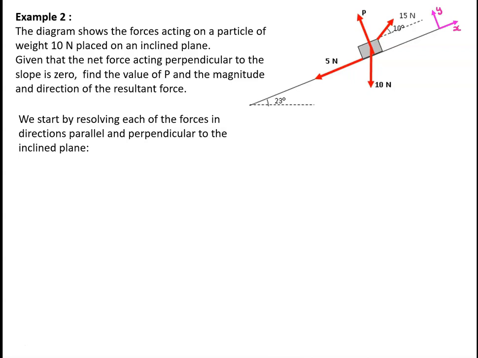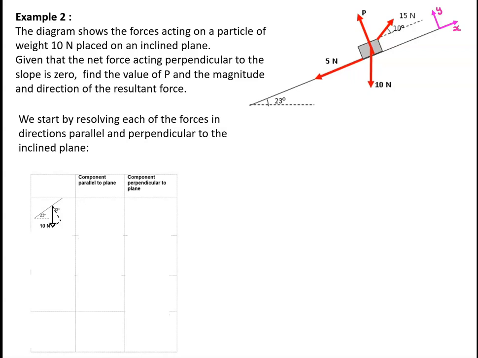So we're going to take our x direction as being up the plane and our y direction as being out of the plane. So first of all, if we look at the weight, then we can see from our little triangle that we've drawn there that the angle between the weight of 10 newtons and the direction going into the plane is 23 degrees.